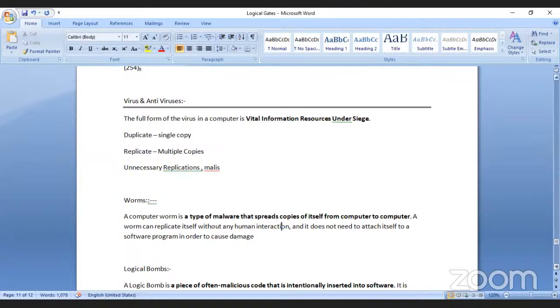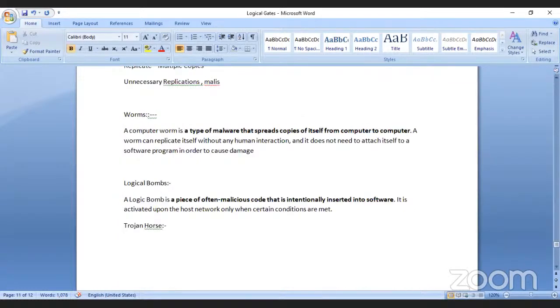Right. Next one is logical bombs. So what do you mean by bombs? A time bomb means, for example, if I schedule a time, at that time it will blast. Similarly, a logical bomb will be activated based on a time.